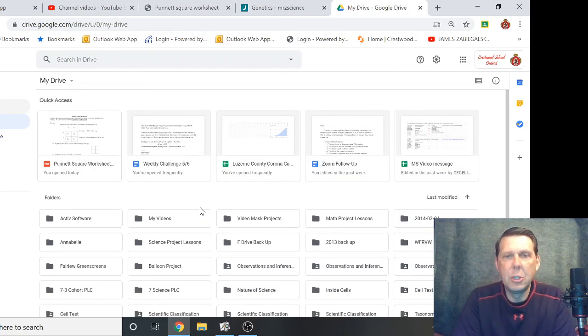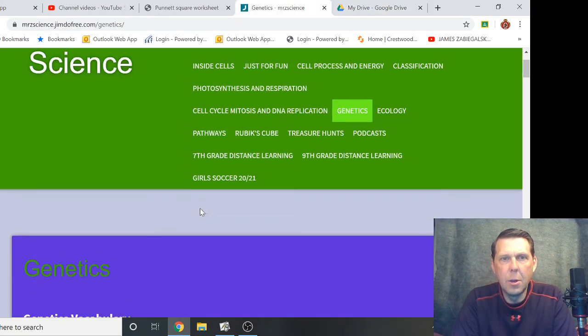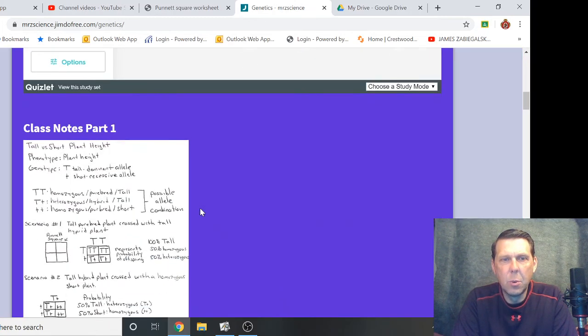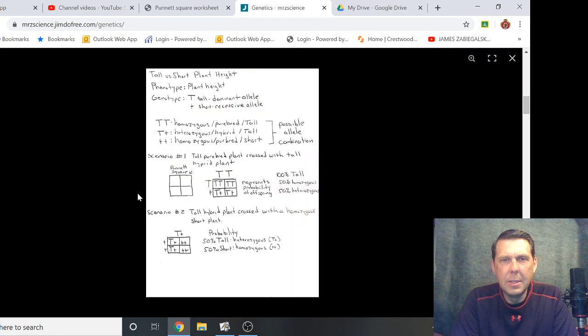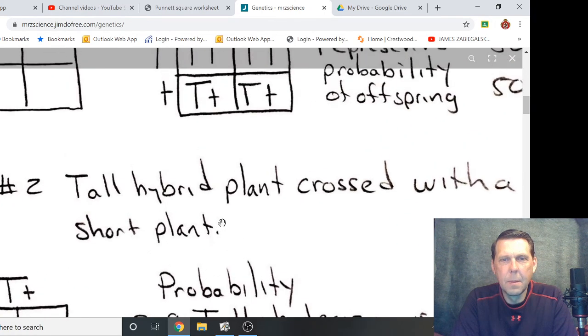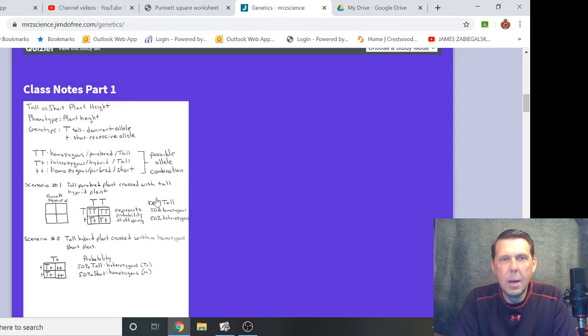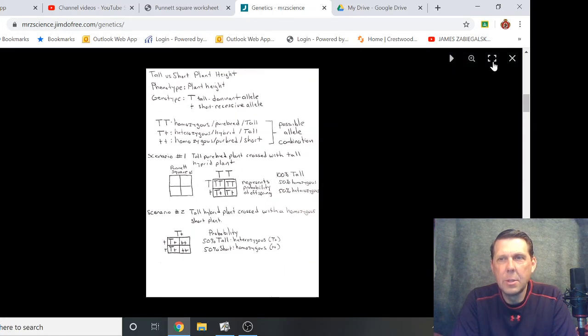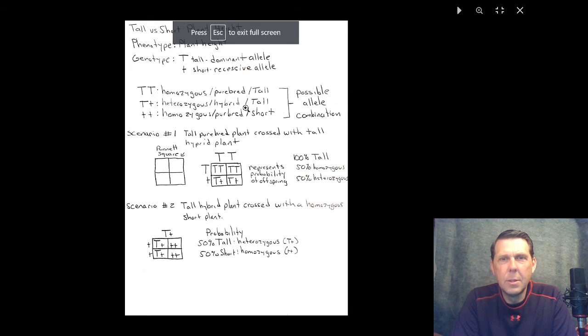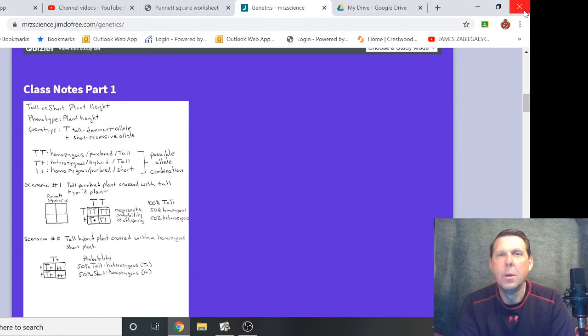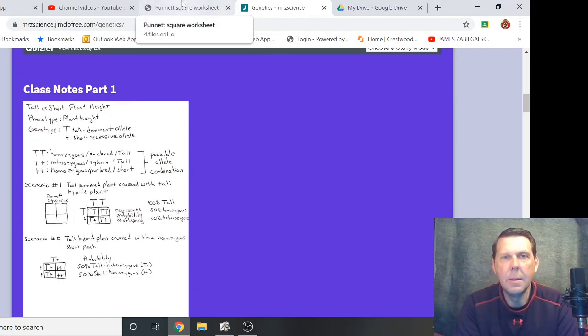Let me know if you have any trouble. Remember, there's also help on our website under genetics. There's the words here, and here are some notes that deal with all of this. This one is a breakdown of just tall plants, but you can see homozygous TT, homozygous little t, heterozygous, showing you how to set up a square. Okay, all right, let's have some fun with genetics. This will all be in your classroom.